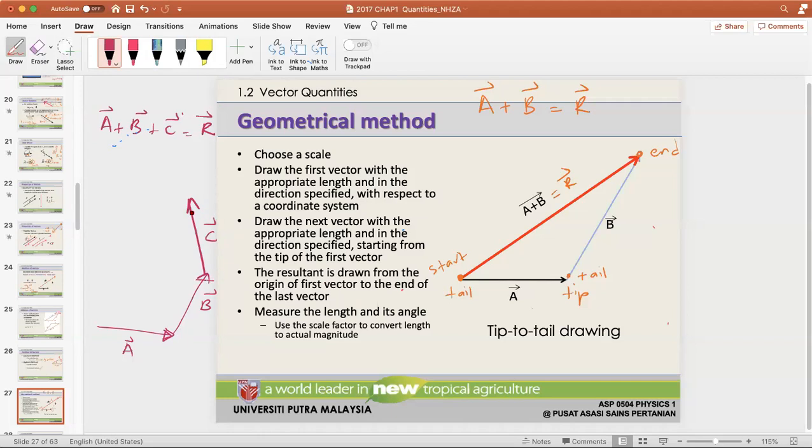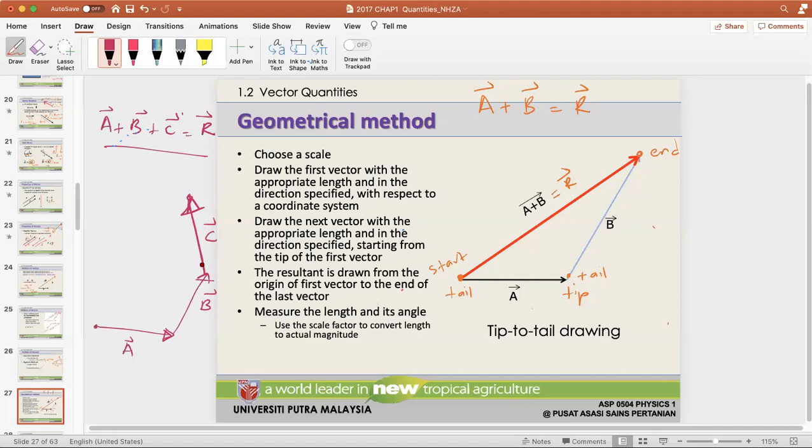Can anyone try? Is it A vector plus B vector plus C vector, doctor? Yes. I mean, how should I draw it? The resultant of this guy. The tail of the resultant could connect to the tip of the C vector. A to C.